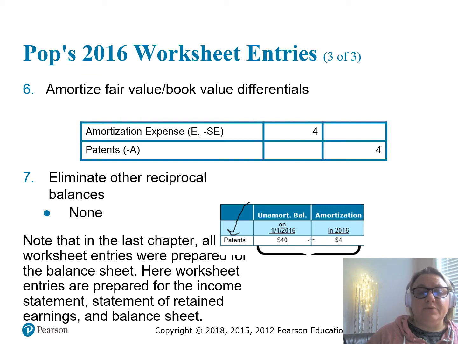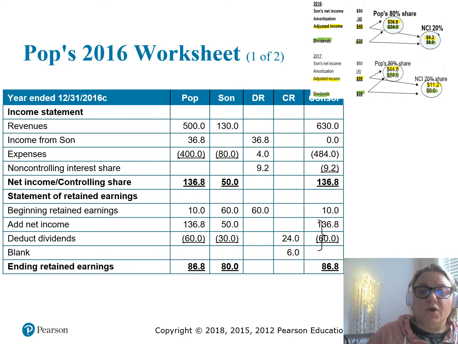One other thing I should say: last chapter we were doing all those entries on the balance sheet. This chapter we're doing them on the worksheet. It's going to be the income statement, the statement of retained earnings, and the balance sheet. So we're adding a little more spice this chapter, so to speak. Okay, so moving along now, we're going to look at the consolidation worksheet.